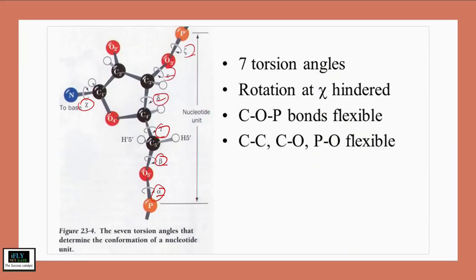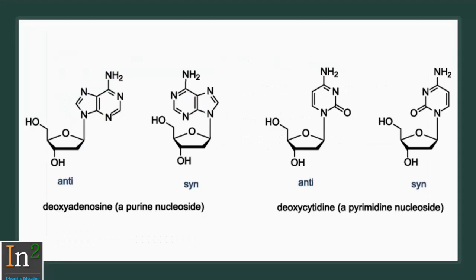Although there are 6 bonds in the sugar phosphate backbone, there is another 7th torsion bond between carbon number 1 of the ribose or deoxyribose sugar and the nitrogen present in the base. This chi bond is not directly present in the sugar phosphate backbone, but it plays a very important role in the anti and syn conformation of nucleotides.